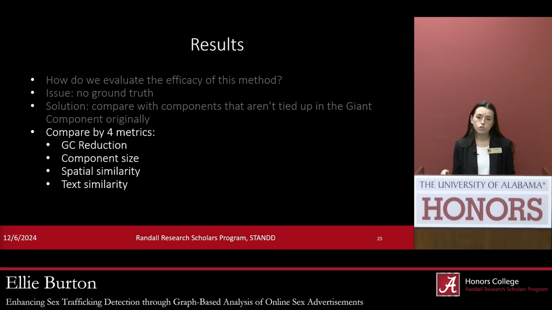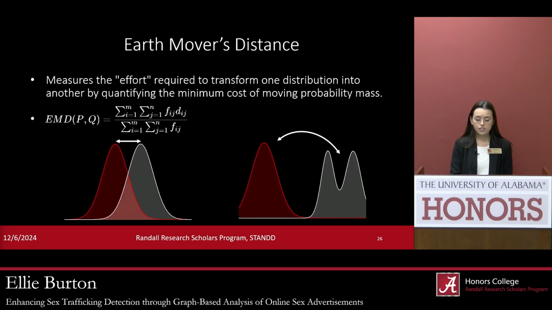And then at each of those threshold levels, what does the average component look like that's being decomposed? Firstly, by component size, so how big are they compared to the ones that we should expect? The spatial similarity, so are they moving around a lot of different states, or are they mainly in one? And finally, text similarity, so how similar is the text that we see in a given component compared to what we would expect?